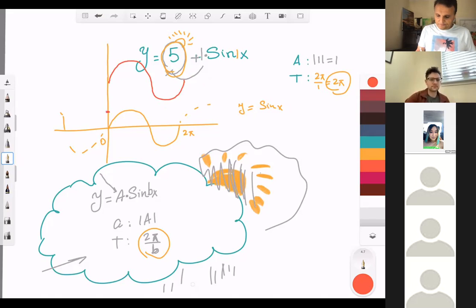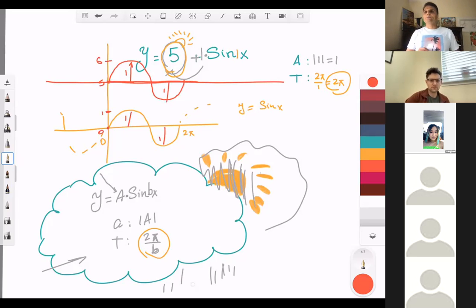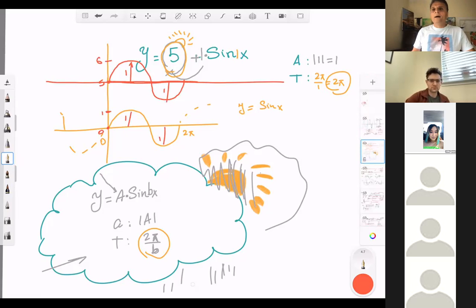This point was 0, right now it is 5. This is 6 because this was 1, and we moved it 5 units up. What is the amplitude? We said this is a midline, the line that cuts it, and this distance is gonna be 1. So exactly the same as before. When we have adding or subtracting, nothing will happen to the period or amplitude of the graph.